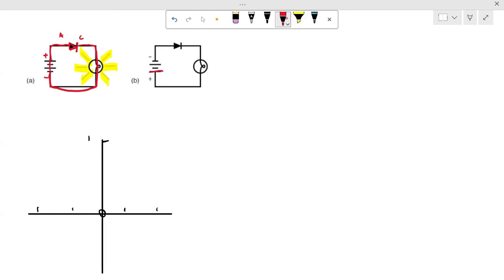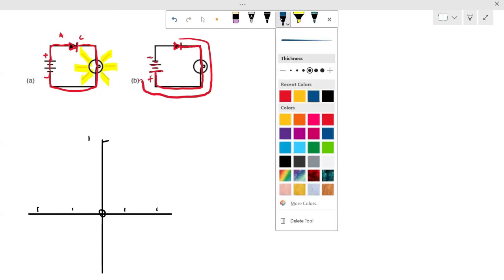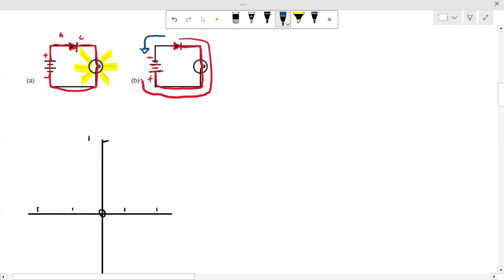In this case, you can see the positive is here, the negative is here. The current leaves the battery through this side, passes through the bulb. However, the bulb does not illuminate until the entire circuit is complete, which cannot happen in this case, as the diode is facing this way. So it sends the current back like this. And that's an incomplete circuit. Why? Because this area is incomplete. There is no current through there. So therefore, the bulb does not illuminate.